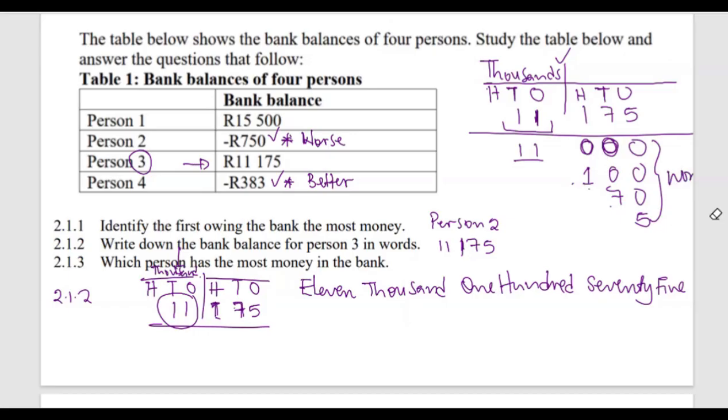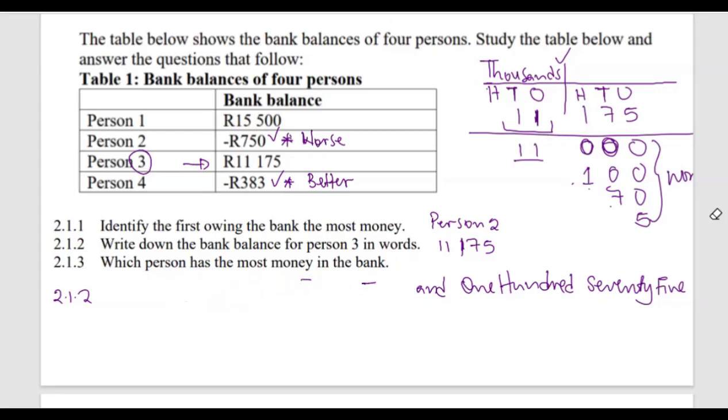Okay, we look at the other question which asks us which person has the most money in the bank. So here, the most money, we look at the person with the biggest positive number. The person with the most amount of money here is person number 1. Remember, they have told you which person, they didn't say how much. So we shall say person 1. Okay, this takes us to the next section.